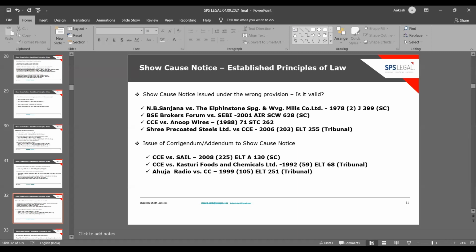Similarly, if the corrigendum is merely to rectify some technical errors or minor errors, it will not be treated as a fresh notice. However, if the corrigendum or addendum substantially alters the character of the show cause notice, practically making out a new case or adding some allegations which substantially alter the nature of the entire case, then it cannot be treated as a mere corrigendum or addendum, and it may have to be treated as a fresh notice, and the limitation period will have to be reckoned considering the date of the corrigendum or addendum. These are certain principles, the applicability of which will depend on the facts of each case.